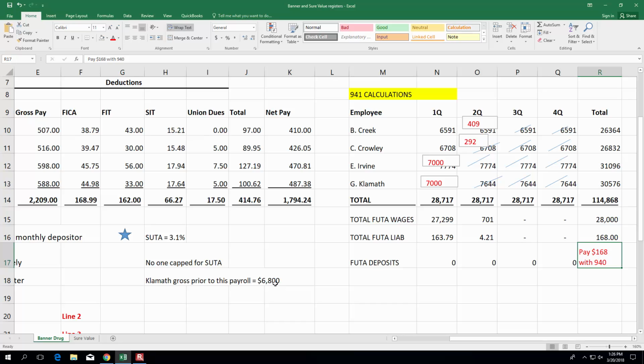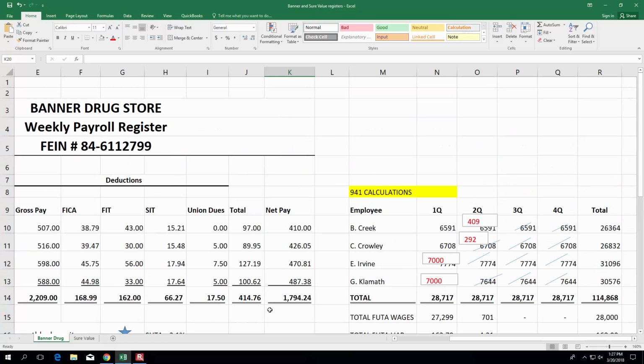And then I've got all the information really that I need. Now I can move on and take my matrix actually to the 941. So I'm just going to jot down the numbers, and then you can go to irs.gov, forms and publications, and get your 941. And let's see, this is Banner Drug Store.